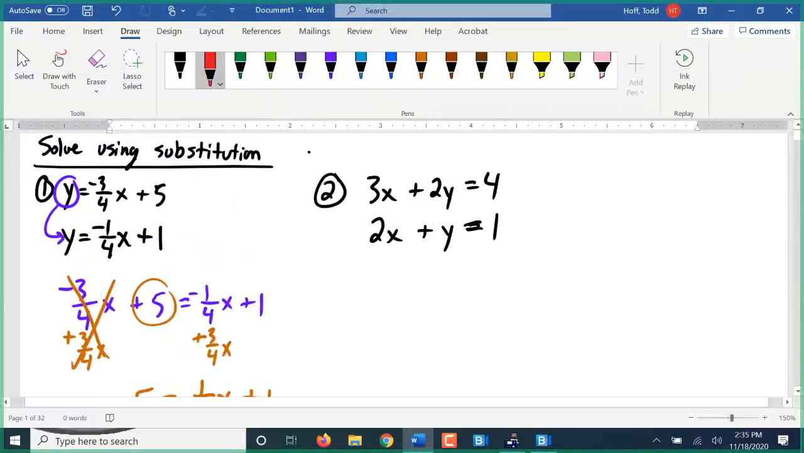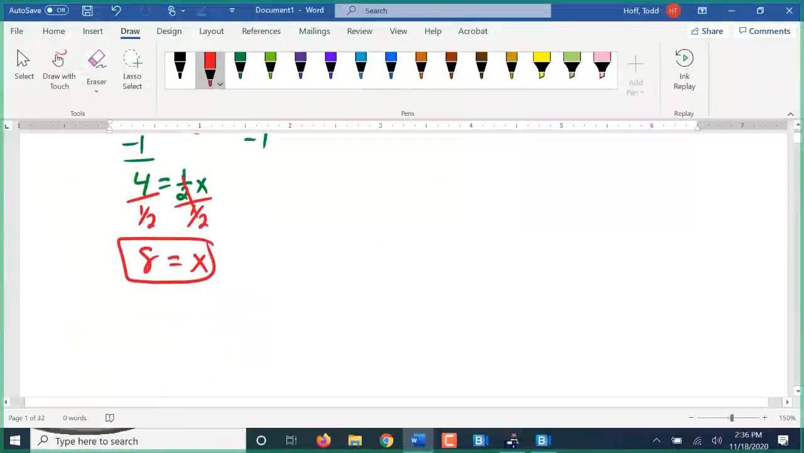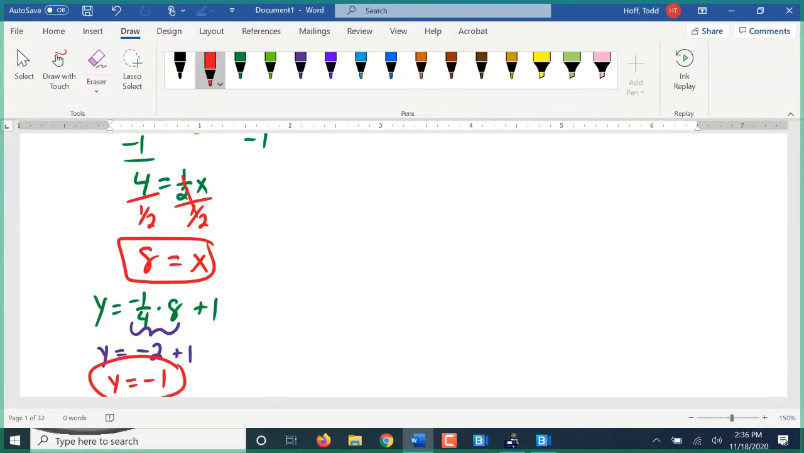We have to find y. We have to go back to either one of these equations. I'm just going to pick the bottom one. Doesn't really matter. And put 8 in for x. So y equals negative 1/4 times 8 plus 1. Negative 1/4 times 8 is negative 2. Y equals negative 2 plus 1, which is negative 1. So y equals negative 1. So the solution to this system is x equals 8 when y equals negative 1.